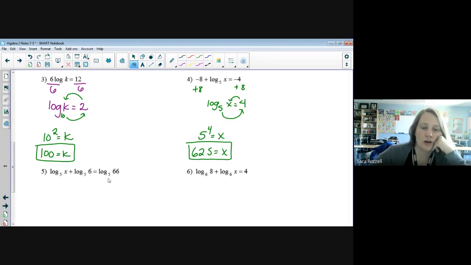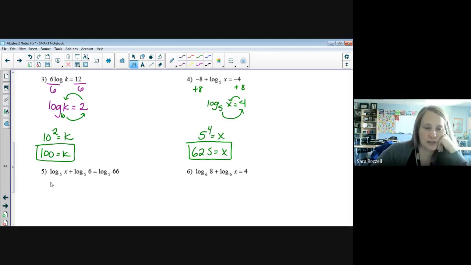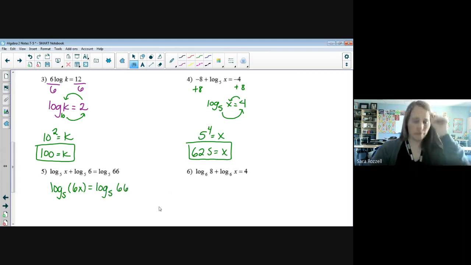Okay, so on number 5, before I can think about writing it as a power or do anything else, I've got to combine these logarithms together. So when you're in log world, the plus between them means what are we going to do with the numbers after the log? If you have a plus between them, we're going to multiply them, right? That was from our quiz today. We did those. So this is going to be log base 5 of 6x. I'm just going to put the 6 first because it's going to look nicer. Equals log base 5 of 66.